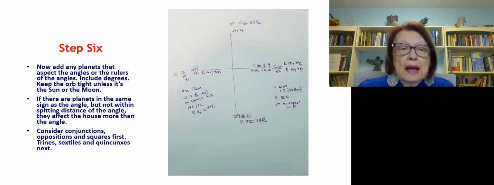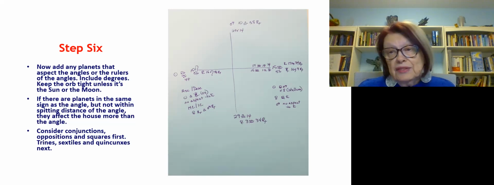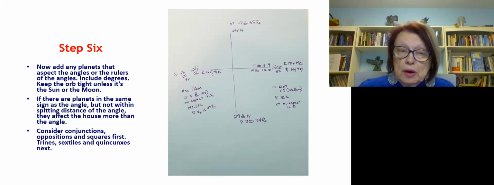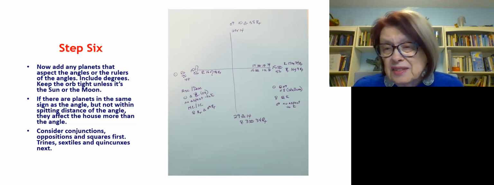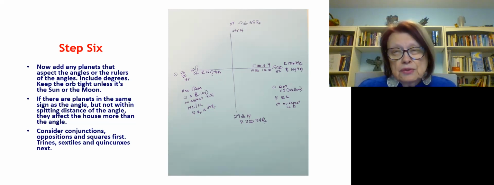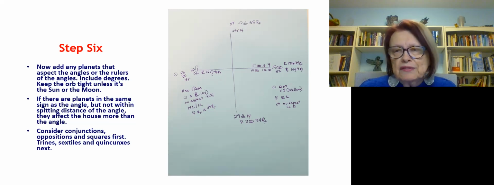Step 6, now add any planets that aspect the angles or the rulers of the angles. And now you can begin, obviously, to include degrees. Again, keep the orb tight unless it's the sun or moon. And even then, when I say tight, I'm talking 2, maybe 3 degrees. If we're talking about the sun and the moon, and the angles of the chart, I wouldn't go more than 5 or 6.